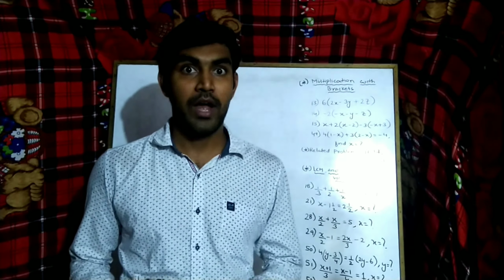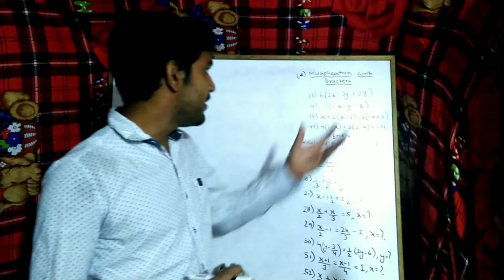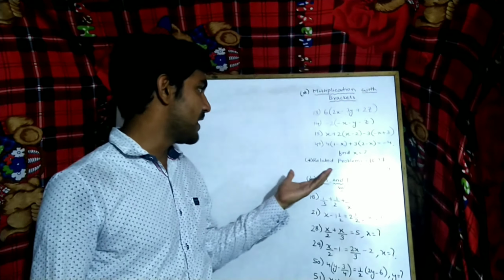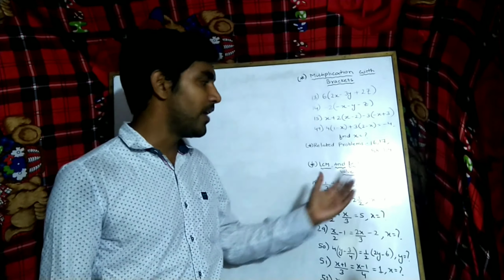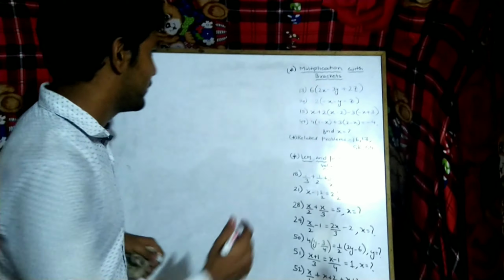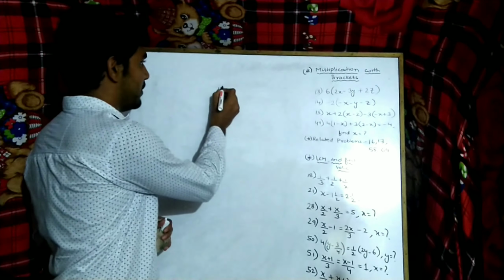Already we discussed some problems in the first video: how to solve two variables, how to add two variables and how to subtract two variables. So today we discuss two topics: multiplication with brackets, and second, LCM and finding the unknown value. So we discuss one by one. Let's start with the 13th problem.